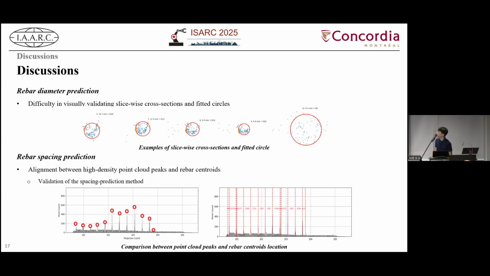But when we look at the cross-section data in diameter prediction, we assume that it appears as a circle, but when we see some examples, it does not look like a circle. So it is difficult to visually validate my algorithm. By contrast, in spacing prediction, high density point clouds align precisely with computed rebar centroids, demonstrating my algorithm is reliable.